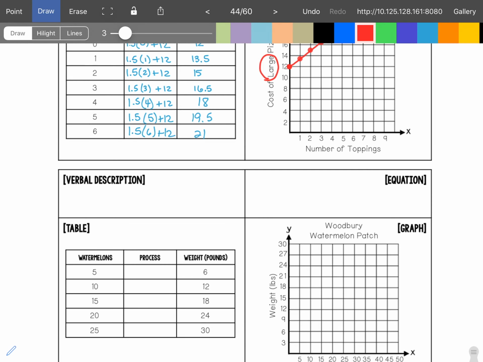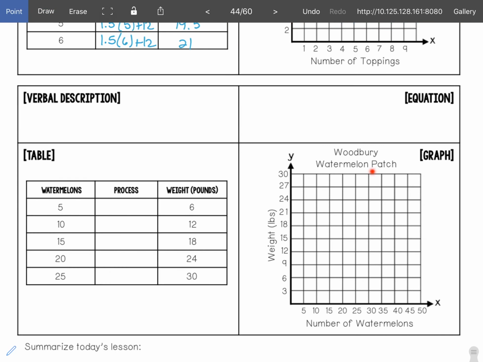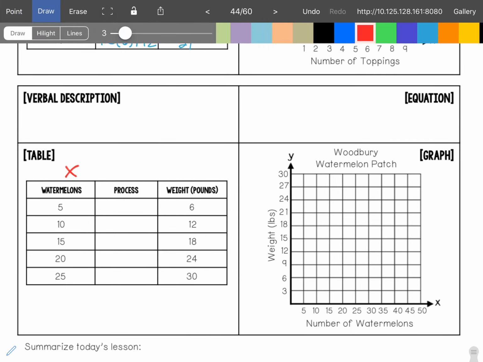Okay, let's see if we can get this next one done before the battery runs out. All right, so this one is about watermelons. We got a watermelon patch here. We're talking about the number of watermelons and the weight of that number of watermelons. Now, they've already created the X and the Y for us, so we're going to go ahead and get those plotted quickly.